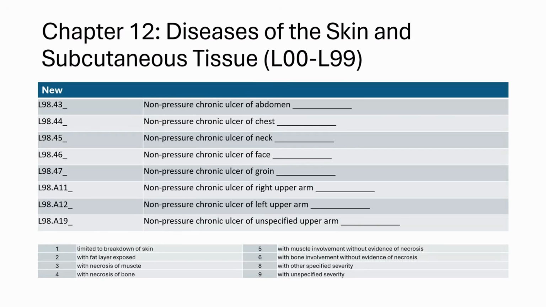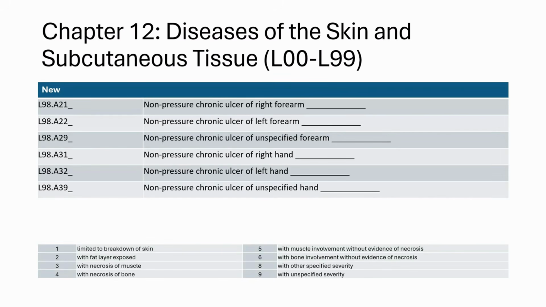Chapter 12 is seeing a bunch of new codes for non-pressure chronic ulcers of the areas of the abdomen, chest, neck, face, groin, upper arms, and forearms. In the past, ICD-10-CM has focused heavily on pressure ulcers and diabetic ulcers, but we lacked a lot of really good options for chronic ulcers in other body areas.